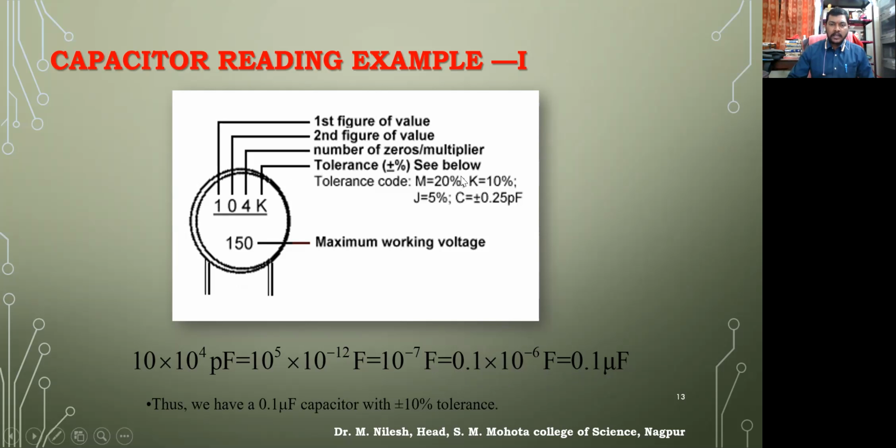So if there is a K, then we take it as 10% of tolerance, meaning plus minus 10%. So it might vary from, say, 100. I have told you that if the value of the capacitance is 100, then it may vary from 90 to 110. So plus minus 10% of the exact value. So that is the tolerance. So the K denotes the tolerance over there.